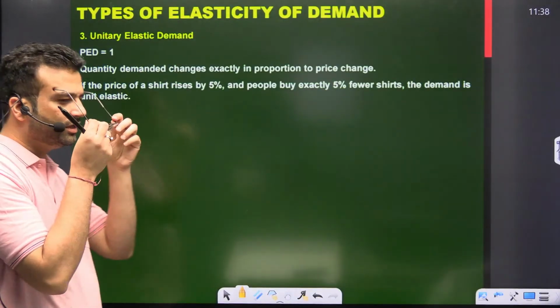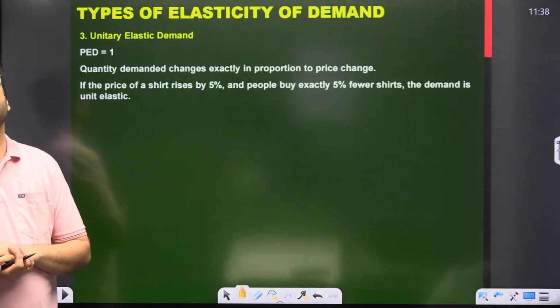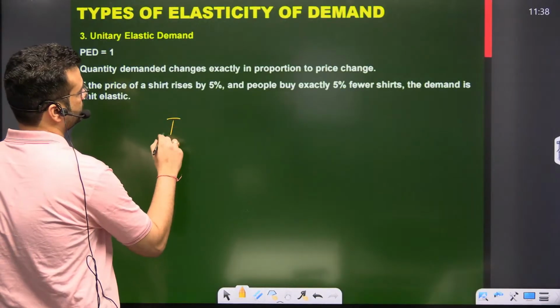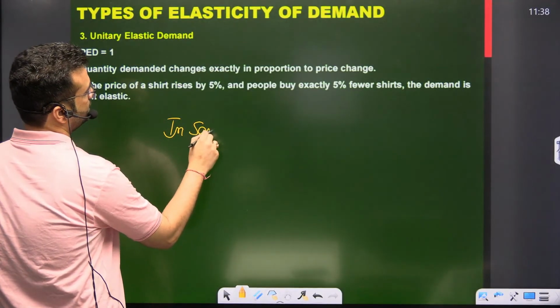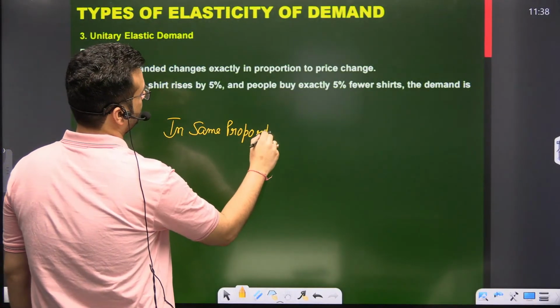Then third is unitary elastic. What is unitary elastic? Unitary elastic means in the same proportion. Now what is in the same proportion?